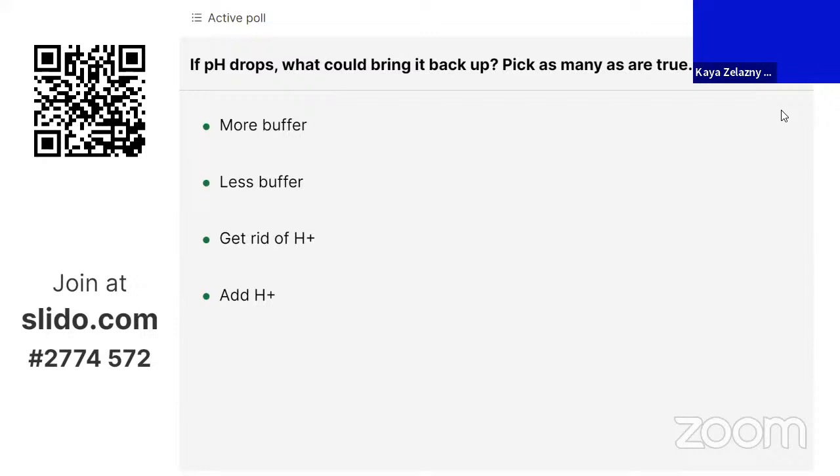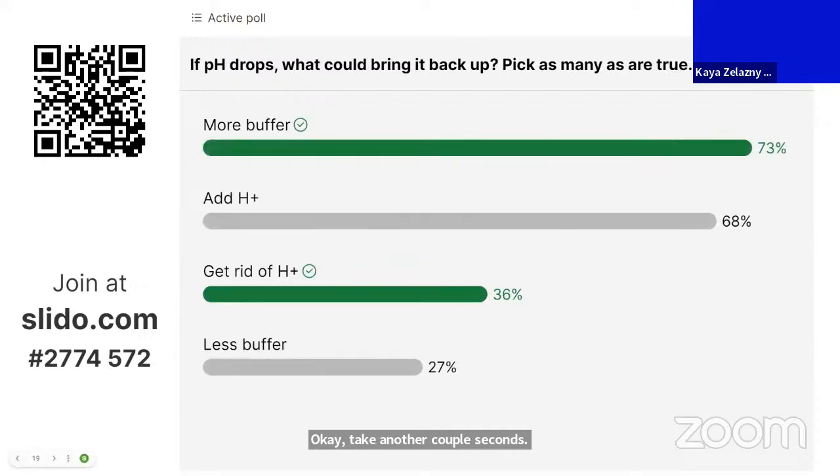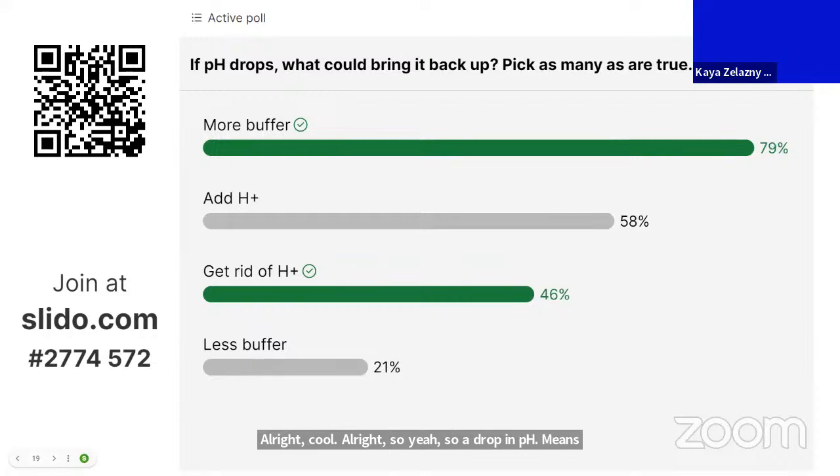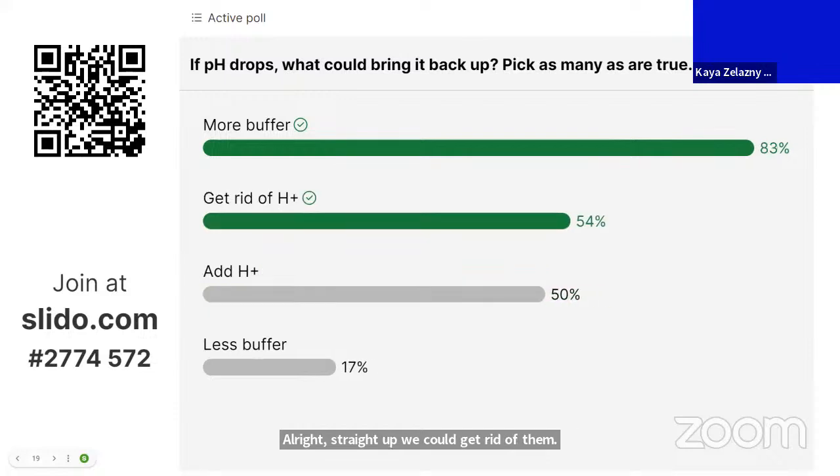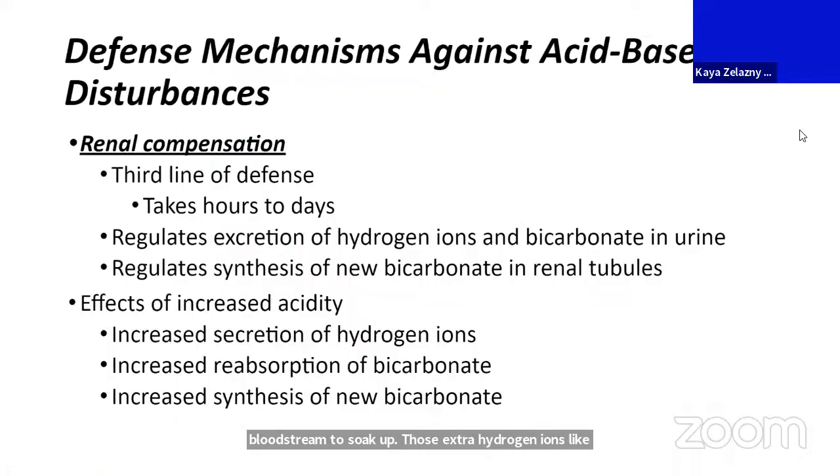Okay, take another couple seconds. All right, cool. So a drop in pH means we've got lots of hydrogen ions in the blood. So the two ways that we can adjust for that: straight up, we could get rid of them. If you get rid of hydrogen ions, when there are too many hydrogen ions, you're golden. The other thing that we can do, which is going to be the main thing that our kidneys are doing, but they do both of these things, is make more buffer and pull that buffer into the bloodstream to soak up those extra hydrogen ions like a sponge. This is how our renal compensation is going to work.